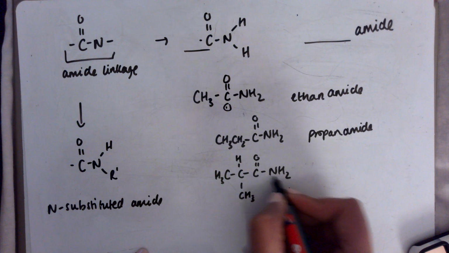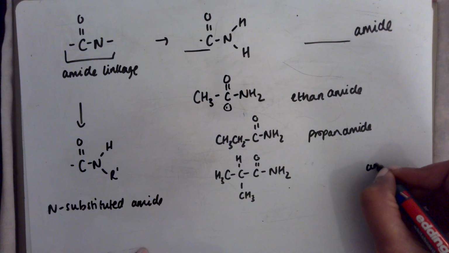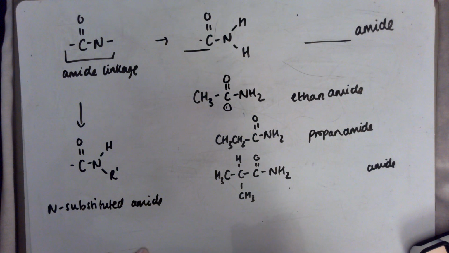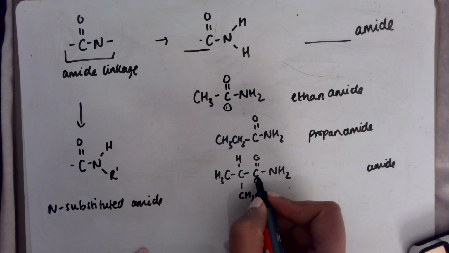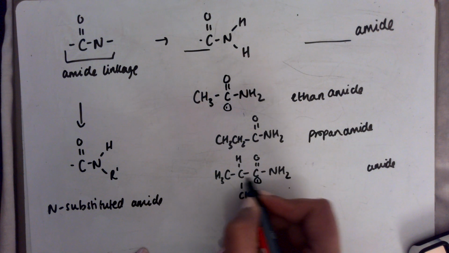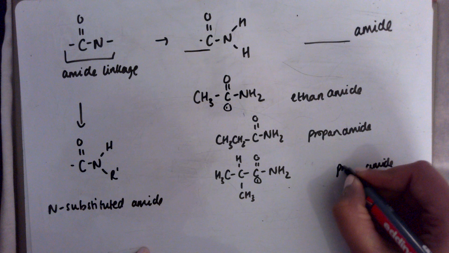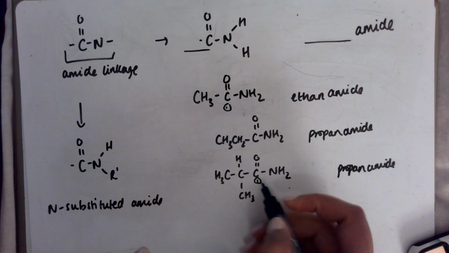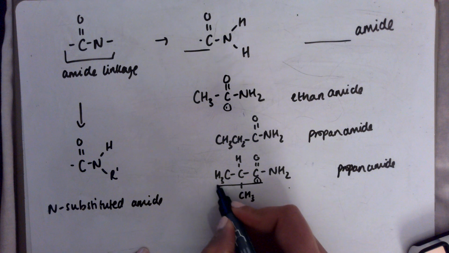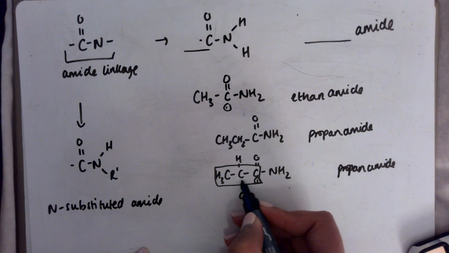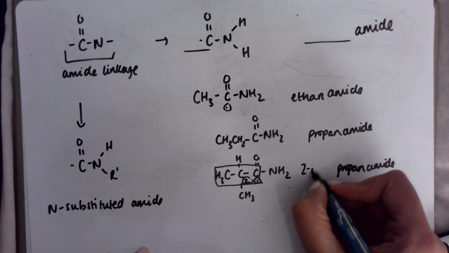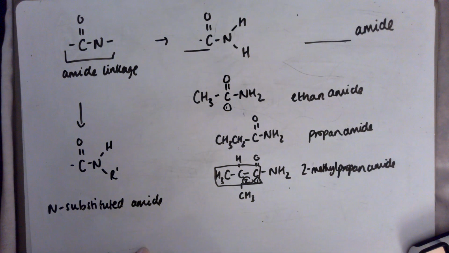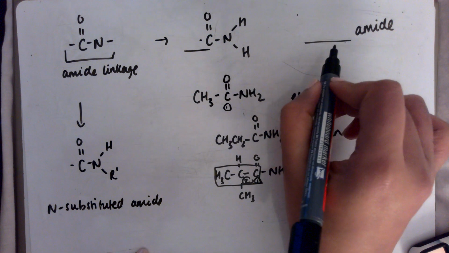So I still have a C double bond O and an NH2, so it's still going to end in amide. If I now know that that's my carbon 1, highest priority, 1, 2, 3, I have a propanamide as my longest carbon chain. But then on carbon 2, I also have a methyl group. So normal naming convention applies. I have a 2-methylpropanamide. So that's just naming these types of amides.